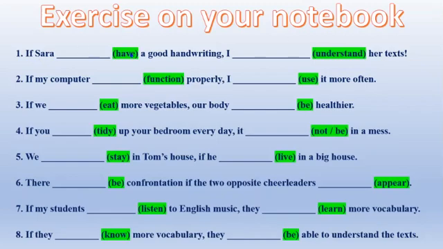For example, if Sarah had good handwriting, I would understand her texts. If my computer functioned properly, I would use it more often. If we ate more vegetables, our bodies would be healthier. If you tidied up your bedroom every day, it would not be a mess. We would stay in Tom's house if he lived in a big house. Their confrontation if the two outside cheerleaders appeared. If my students listened to English music, they would learn more vocabulary, and if they knew more vocabulary, they would be able to understand texts. Okay, and that's all.